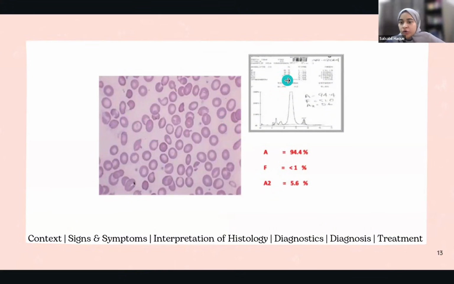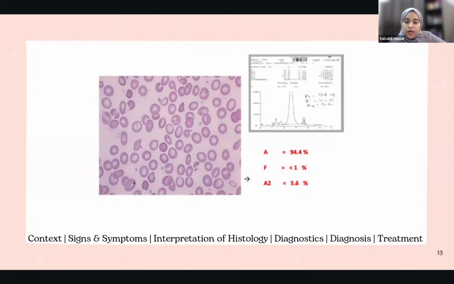So these are done for a group of disorders called hemoglobinopathies, which can either be thalassemia, sickle cell anemia, etc., which can be alpha and beta. Here we're seeing hemoglobin A is 94.4, fetal hemoglobin is less than 1, A2 is 5.6%. This is seen in what condition? Thalassemia minor, or thalassemia trait, right?